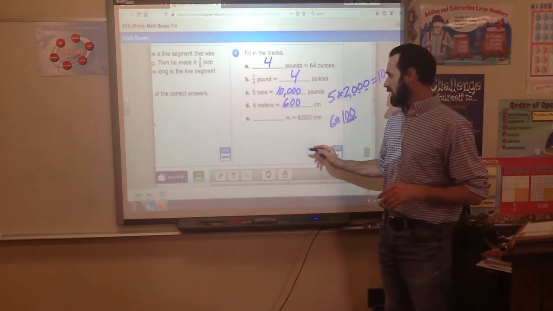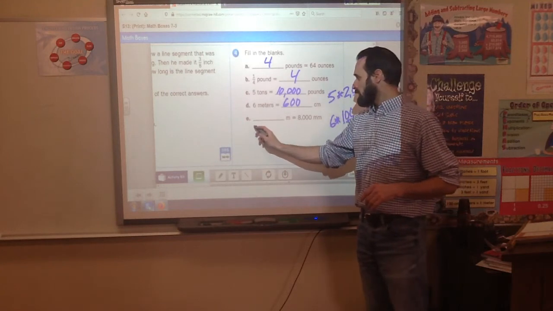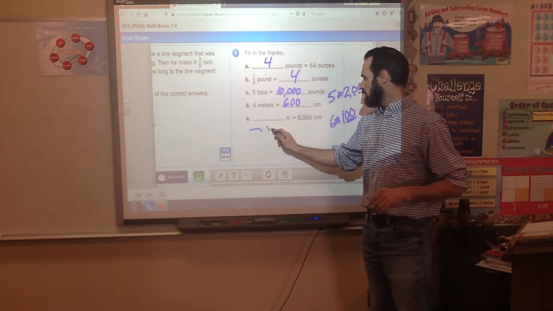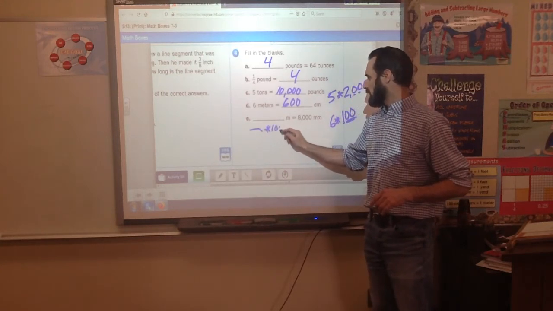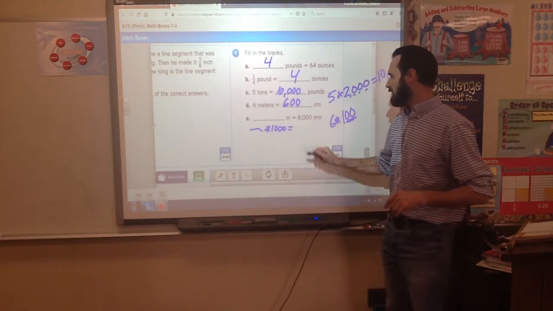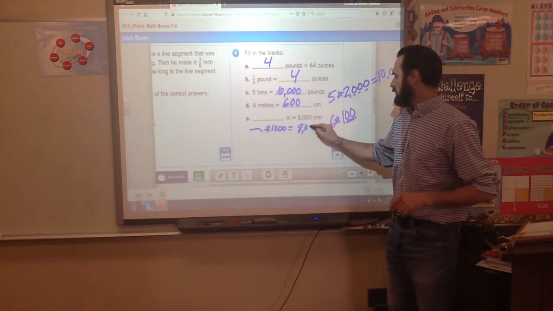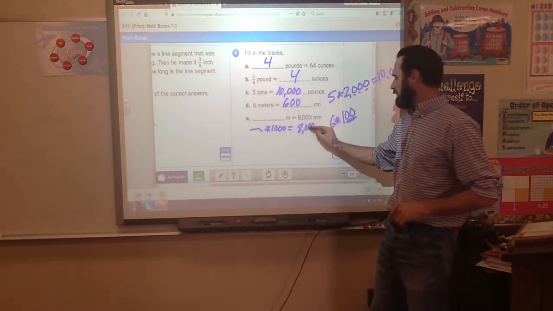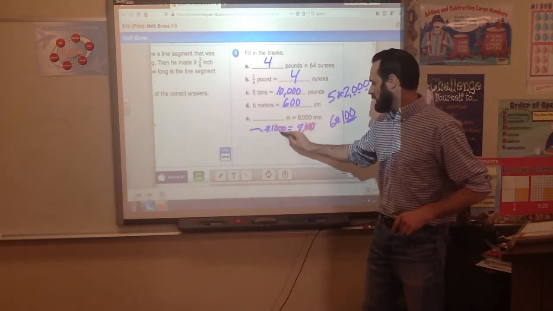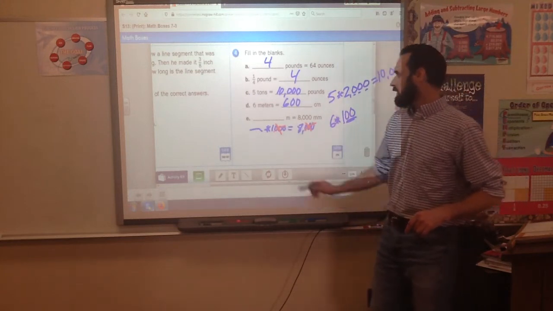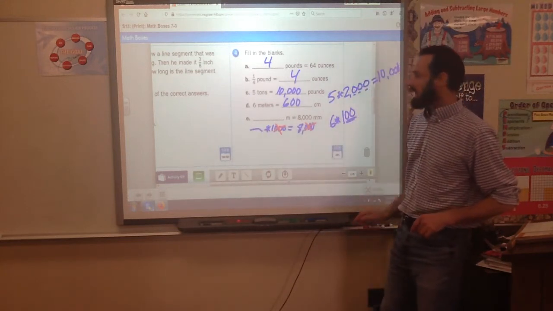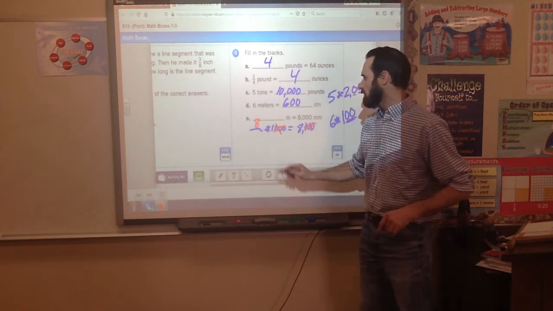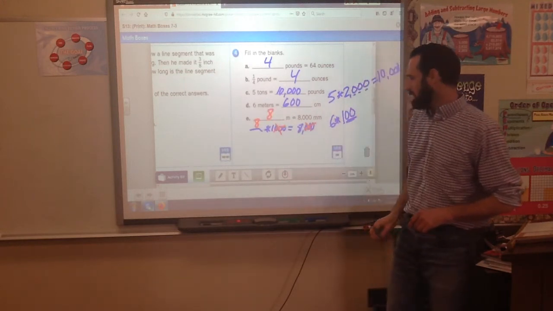On this one, you're going the other way. Each meter is 1,000 millimeters, so something times 1,000 equals 8,000. And when you're doing this, don't worry about the zeros. I got 3 zeros here, I can take away these 3 zeros. I'm thinking something times 1 equals 8, and that's obviously 8. So this should have been 8.